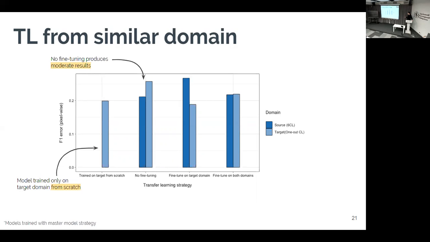So no fine-tuning produces moderate results. We can see that the error on target domain is significantly bigger than model trained from scratch, but the difference between errors is not that big. So this means that the tasks are fairly different. Now, if we fine-tune this model only on target, it achieves better results. So this bar is smaller than this bar. Thus, the model achieves better results than training from scratch. And fine-tuning on both domains produces balanced results, but still the performance on source domain is worse than no fine-tuning, and performance on target is worse than training model from scratch.